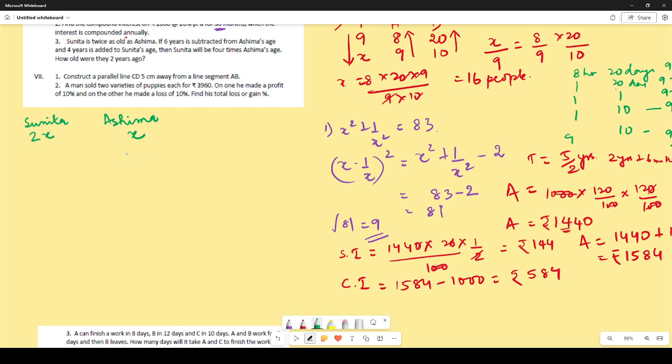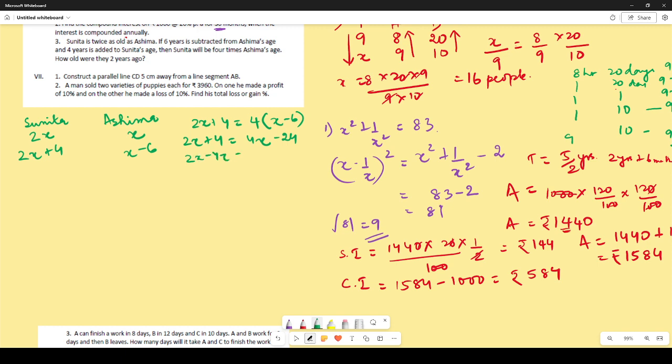If 6 years is subtracted from Ashima's age and 4 years is added to Sunita's age, then Sunita will be 4 times Ashima's age. So what does the equation become now? 2x plus 4 is equal to 4 times Ashima's age. Now what do we get? 2x plus 4 equals 4x minus 24. So 2x plus, just a minute, 4 years is added and Sunita will be 4 times Ashima's age, right? So what do we have now?